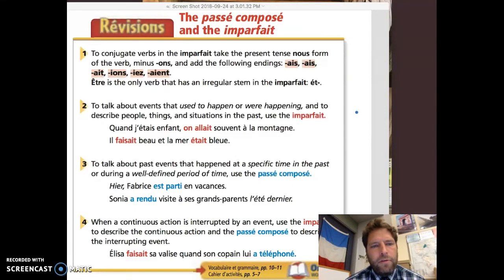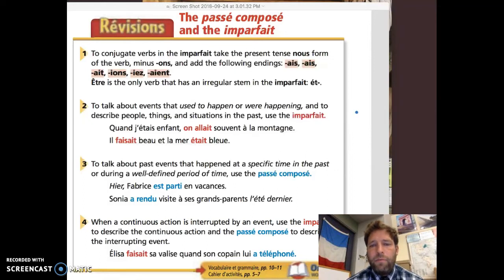Some of these we've already used in previous vocabulary, for instance, when we had expressions like il y avait, c'était, il faisait. Those were all expressions using the imparfait. So it's good that we've had a little practice already with the tense. So when to use it, of course, we're talking about events that used to happen in the past or were happening. And they'd also describe scenes and situations.